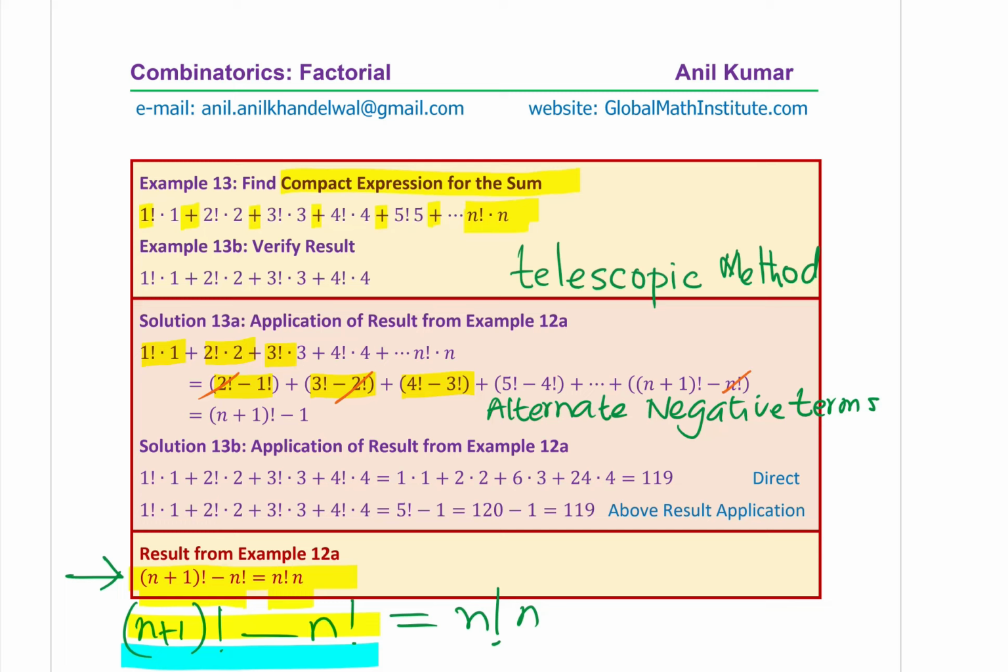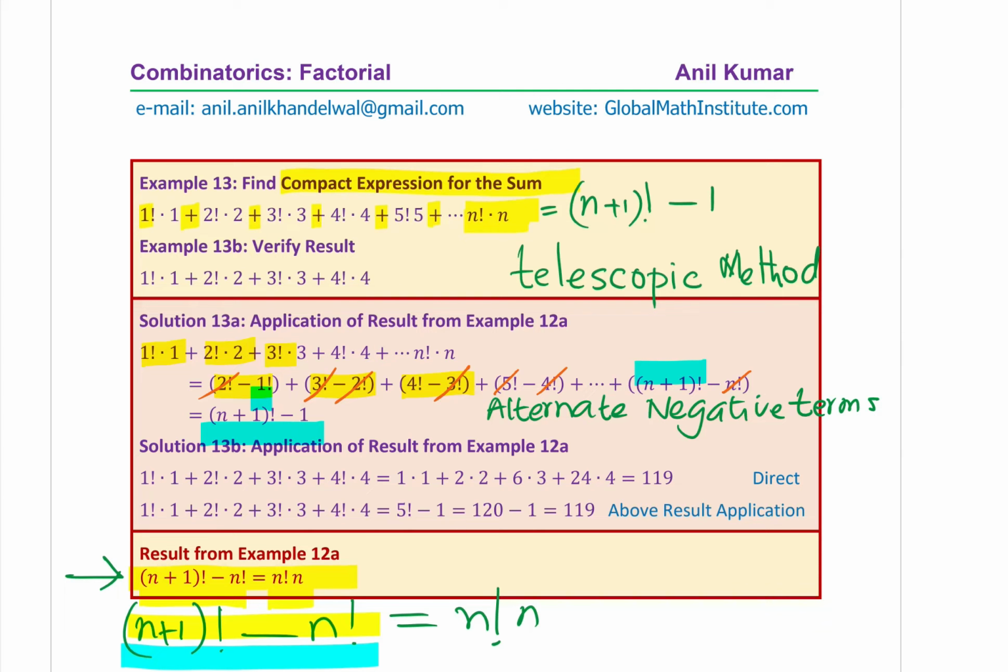So the last term n factorial will get cancelled. Do you see that? 3 factorial cancels this factorial. What remains clearly is this 1 factorial right there and n plus 1 factorial. All other terms in between will get cancelled. So we get our result, which clearly is n plus 1 factorial minus 1. And that is what the result is. So this is equal to, as shown here, n plus 1 factorial minus 1. That is the answer for this particular series.